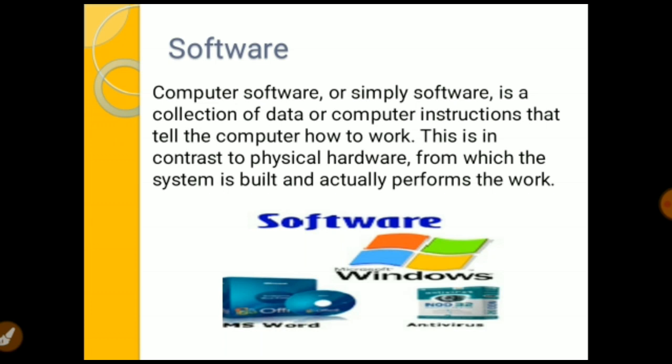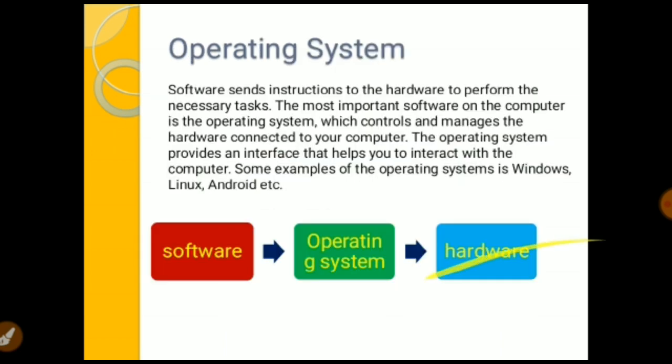Software. Computer software, or simply software, is a collection of data or computer instructions that tell the computer how to do work. This is in contrast to physical hardware, from which the system is built and which actually performs the work. Here you can see we have Office, MS Office, or Windows. These are all software that we use to perform a particular task.